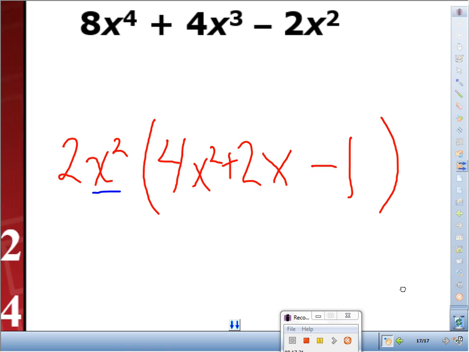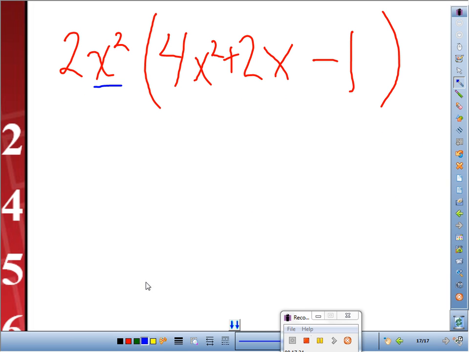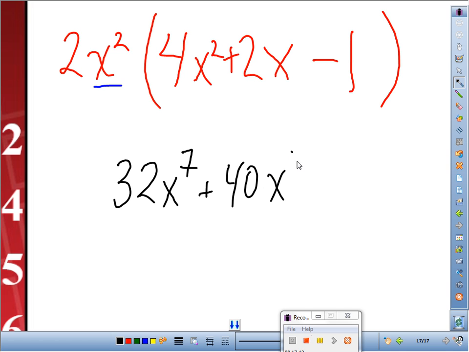Okay. Here, let me illustrate for those of you that are still looking at me weird. 32x to the 7th plus 40x to the 10th plus 8x to the 5th.